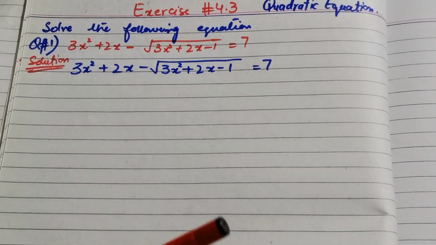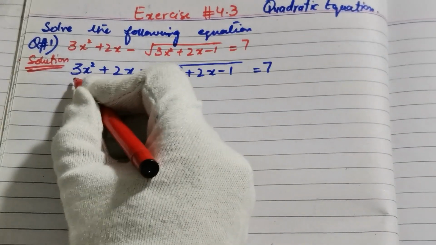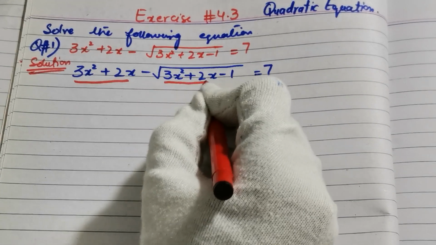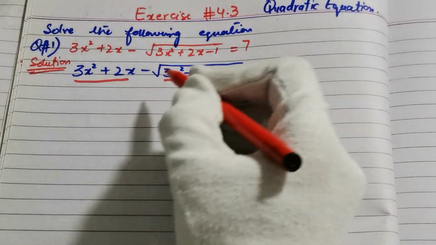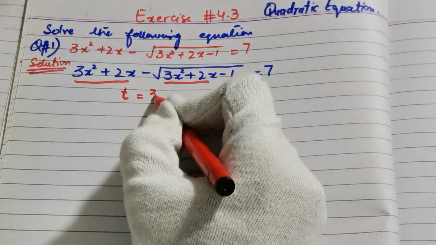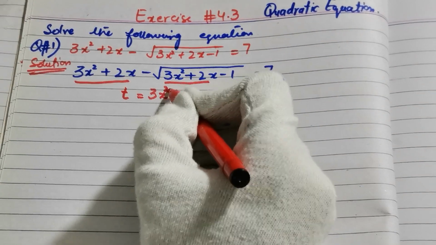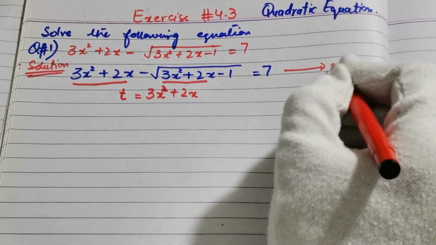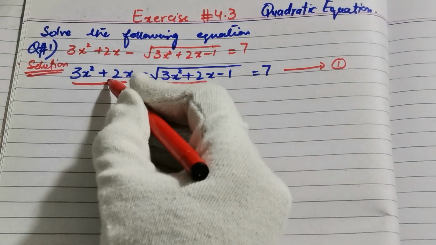We can see that in this question, this term is the same as this term. 3x² + 2x, both are the same, so we will suppose let t equal 3x² + 2x. This we name as equation 1. So this term is t.